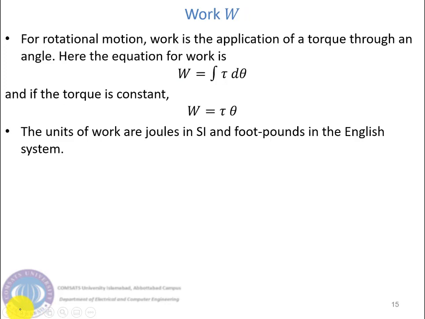There is another small term which we call work, denoted by capital W. For rotational motion, work is the application of a torque through an angle. Here the equation for work is W is equal to the integral of torque d theta, and if the torque is constant, obviously it will be tau theta. The units of work are joules in SI and foot pounds in the English system.